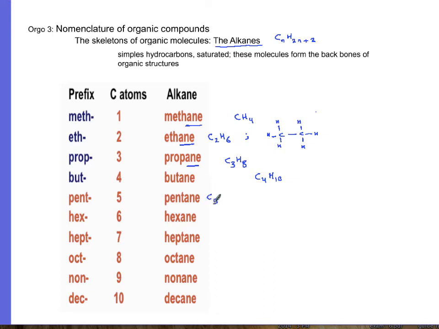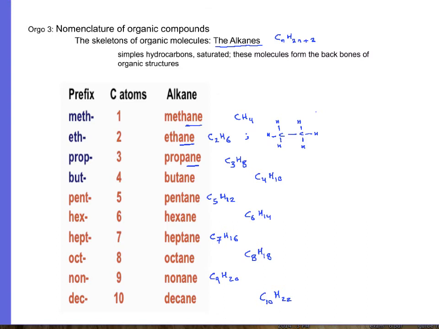Pentane is 5 carbons with 12 hydrogens. Hexane is C6H14. Heptane is 7 carbons. Octane is 8 carbons, and you use it as an ingredient in your fuel, C8H18. Nonane is 9 carbons and H20. Finally, if you know up to decane, you're fine. Decane is 10 carbons and 22 hydrogens. So we are going to deal with alkanes.